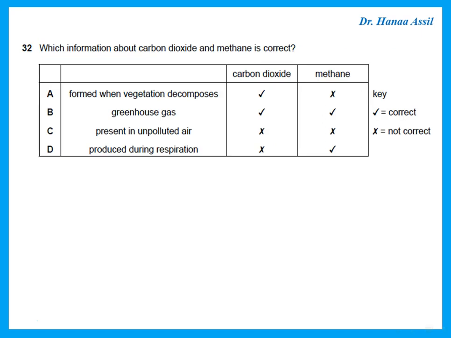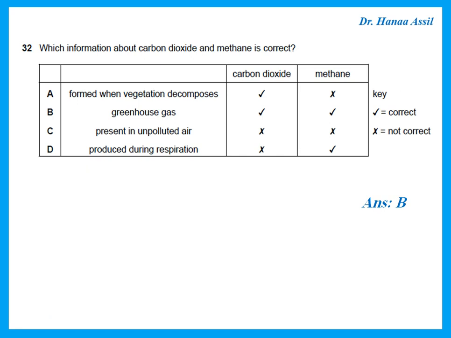Which information about carbon dioxide and methane is correct? You should remember that both carbon dioxide and methane are greenhouse gases. Now, which one is formed when vegetation decomposes? Remember, it is methane that is formed from decomposition of vegetation, or breakdown of dead plants.